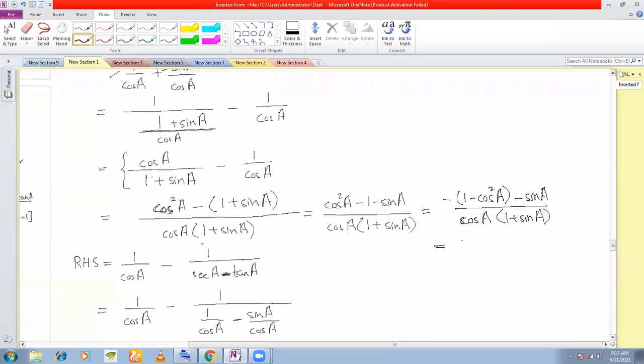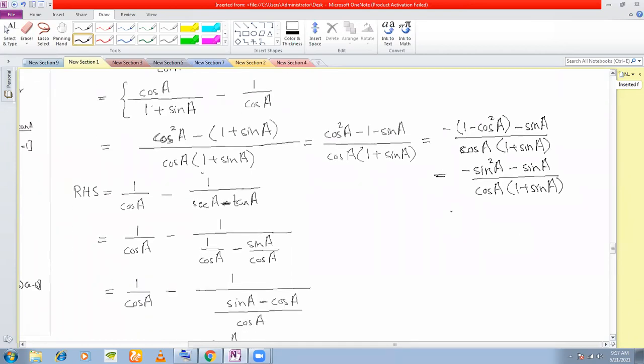And 1 minus cos square A is nothing but sin square A. Sin square A minus sin A divided by cos A into 1 plus sin A. Further, from the numerator, you can take minus sin A common. You get 1 plus sin A divided by cos A into 1 plus sin A. These two will cancel. So you get minus tan A. So my left hand side is equal to minus tan A.